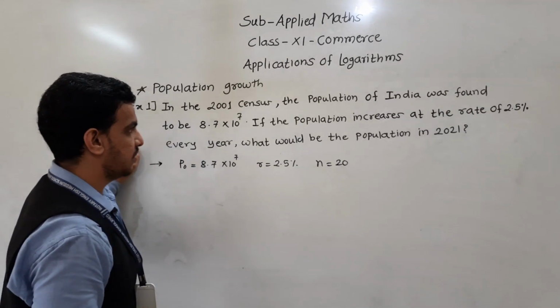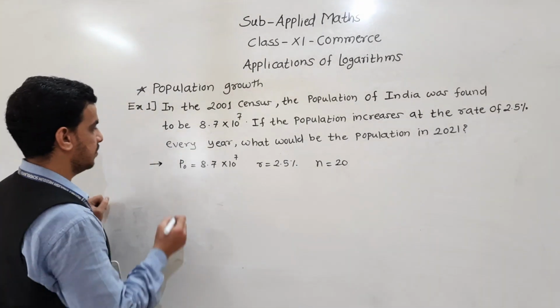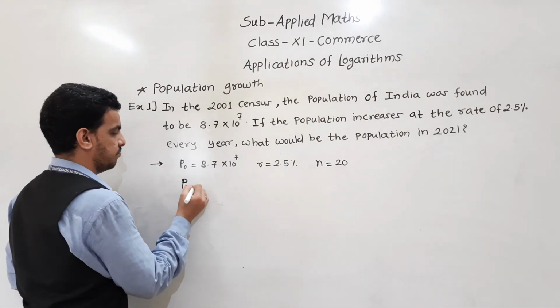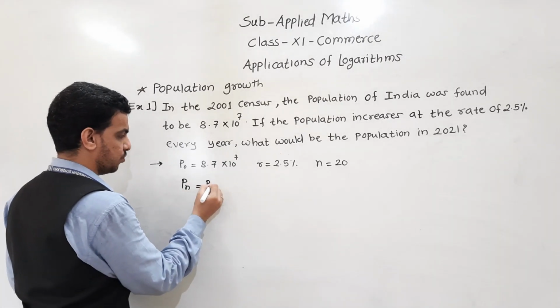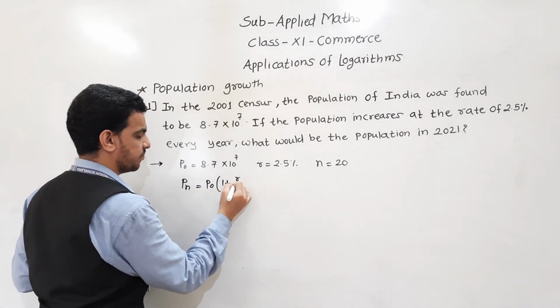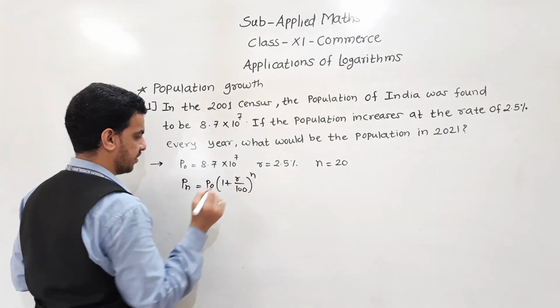Okay, now we have to find Pn, that is Pn is equal to P0 into (1 plus R by 100) raised to N.